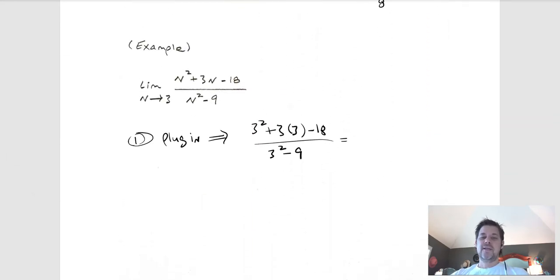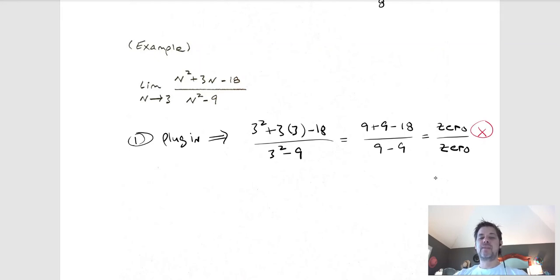Okay? All right, so let's see. I'm going to get 9 plus 9 minus 18. And I'm going to get 9 minus 9. And I get 0 on top, and that's okay, but I also get 0 on the bottom. Okay? All right, so that's what's no good about this. That's what it is about it that doesn't give me an answer. Okay, so that doesn't mean that there isn't an answer to this one, though.